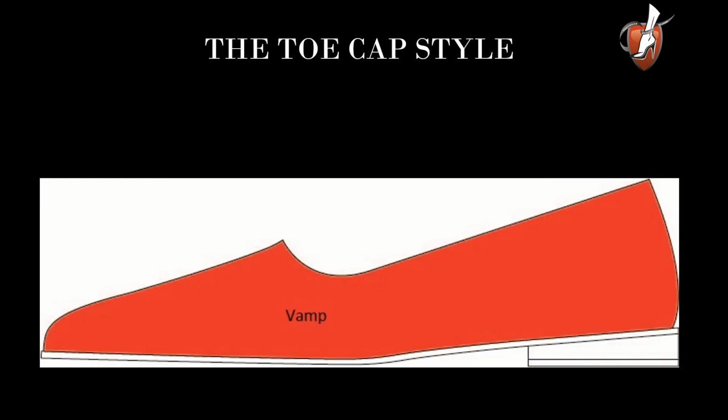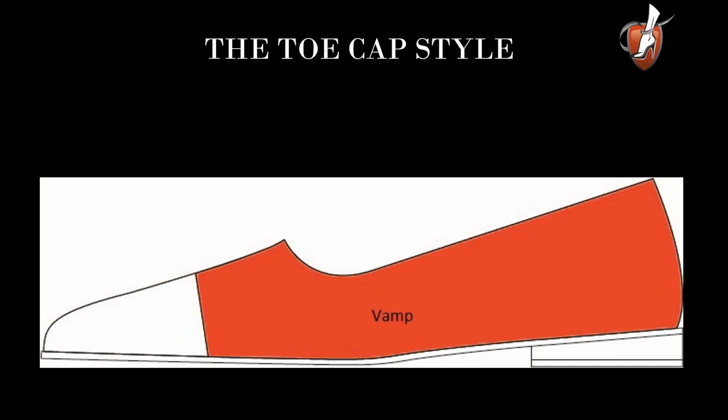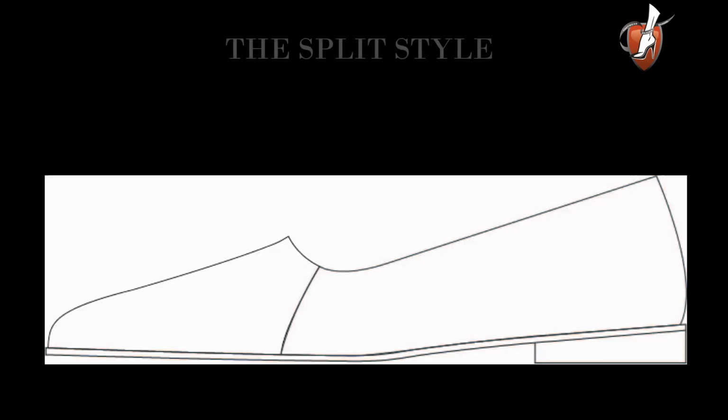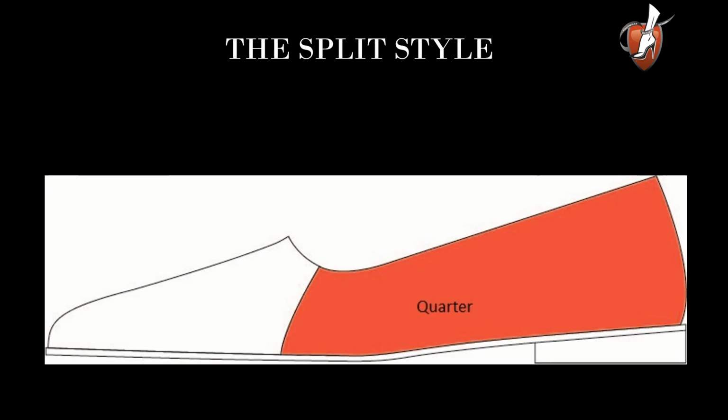When the upper is one piece, we refer to this component as the vamp panel. Sometimes we add a toe cap to the shoe and then we have two panels, namely, the toe cap to the front and the vamp makes up the rest of the shoe upper. When the style is split down the joint areas, we have two panels. The first, as usual, is the vamp in front, and the second is the quarter at the back.